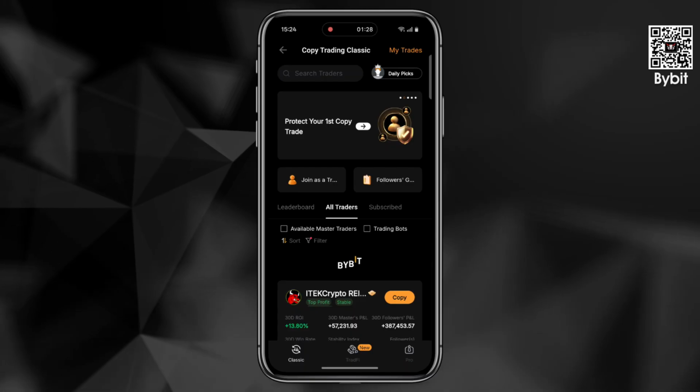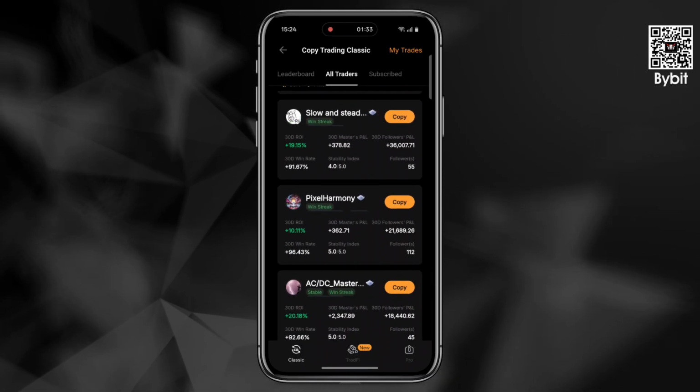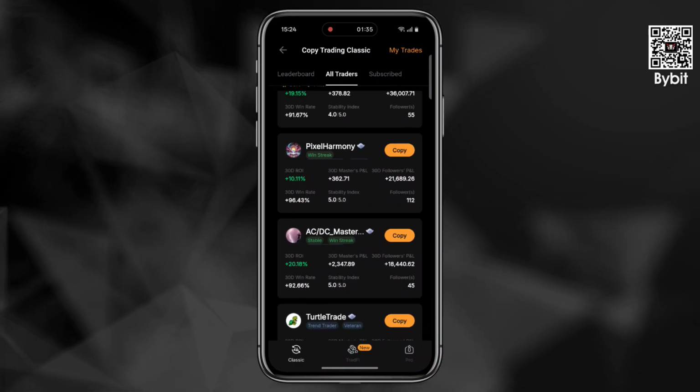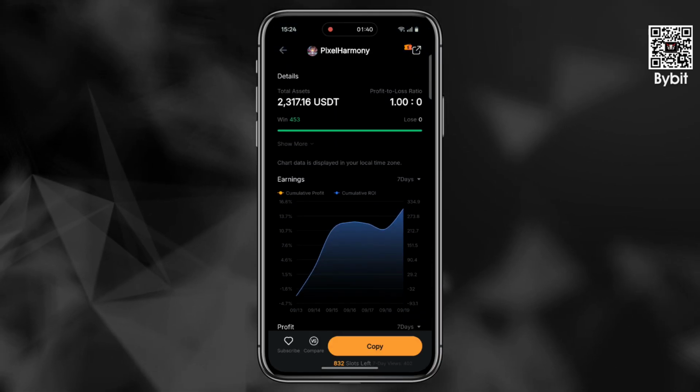Now let's go over how to analyze a trader's profile. Profit chart. Look for smooth and steady growth. Sharp jumps might indicate random successes. Trade history. In the history section, you'll find all completed trades. In the open position section, you'll see current active trades.